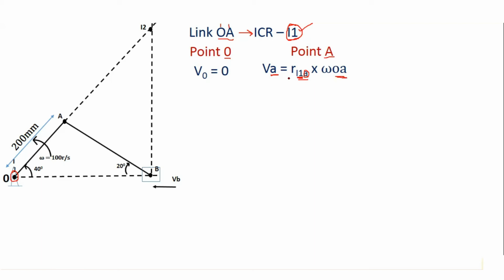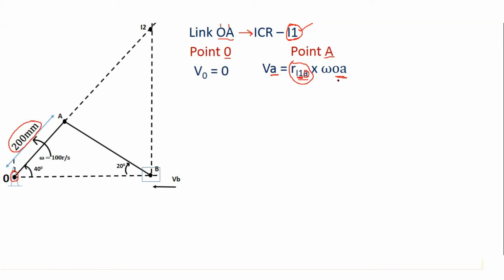Now what is the next step? The next step is to find out all the distances. So the distance here will be R I1A. You can see in the diagram, distance I1A is already given to us as 200 mm. Again, this is an important point: don't keep any distance in mm. Always convert all the distances into meters because we get velocities in meters per second. As I already know the distance, I can directly substitute.